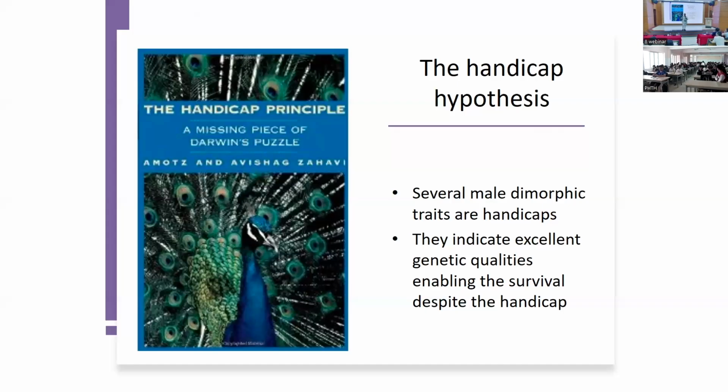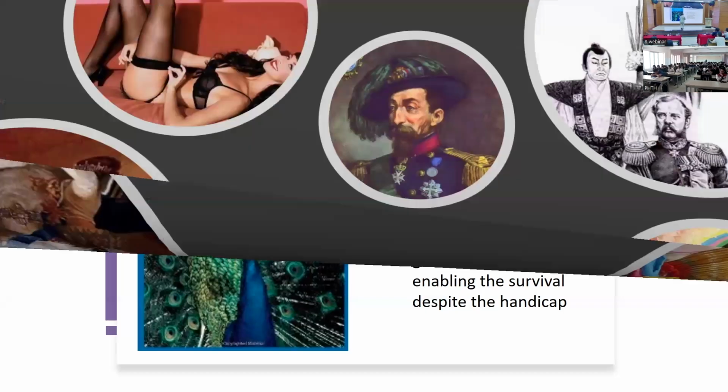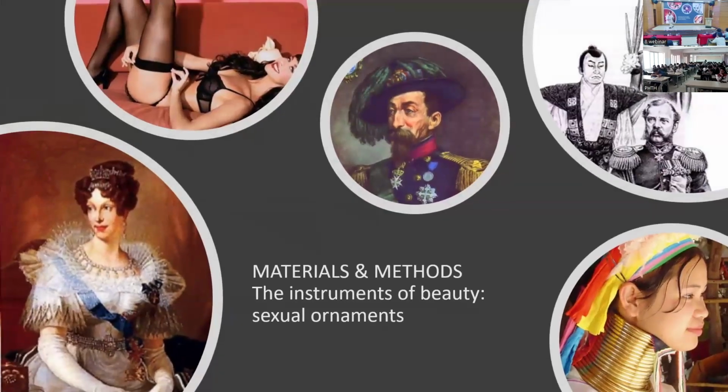So keep in mind the idea of what the handicap is. A sexual ornament should be a handicap to demonstrate that that individual is able to survive despite the presence of the handicap. And the sexual ornament is, remember, something which is considered very sexy. Sexy and handicap. And I will demonstrate what I mean with those. So those are typical sexual ornaments from different civilizations, from different ways.